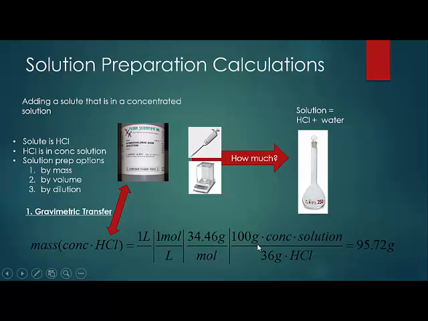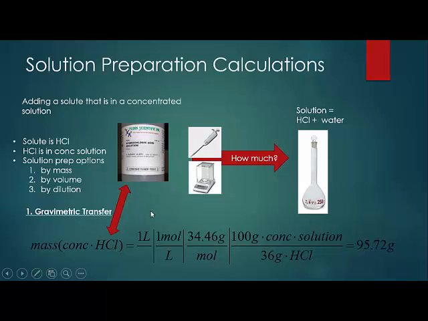So there are different ways of putting that into the calculation. Just multiply that mass of HCl by this factor. 100 grams of solution is needed to deliver 36 grams of HCl. That's the same as 1 over 0.36. Okay, so multiply those together and get 95.72 grams of the stock solution that would be needed.